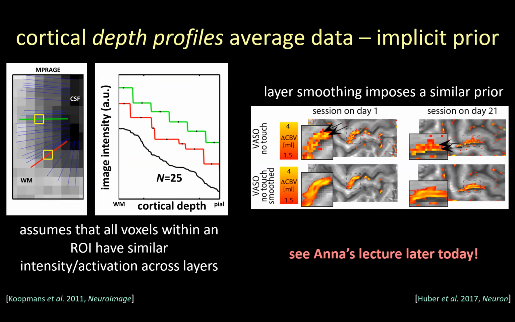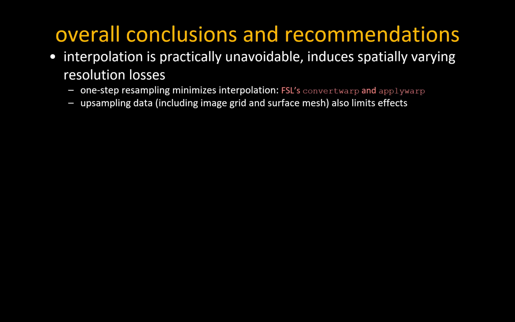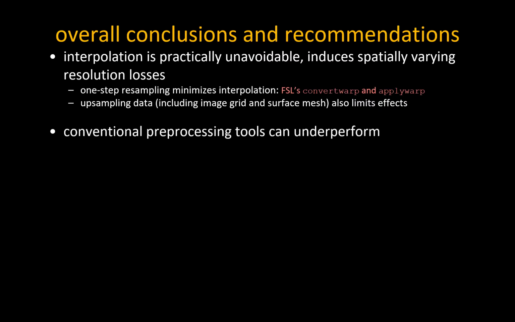All right, let me wrap up. Again, very simple lecture. Interpolation is really unavoidable. We have to interpolate our data at some point, and it introduces spatially varying resolution losses. I think this one-step resampling minimizes the interpolation. I like FSL's convertwarp and applywarp tools for this. They're really nice. Also, upsampling the data, including upsampling the image grid and the surface mesh, helps to limit the effects. They're not going to go away, but it's a really simple way to do this. I think Valentin Kemper, right, Renzo, used to upsample his data right off the scanner. Doing it on the scanner is a nice way of doing it. Anyway, we can talk about how to implement this later.